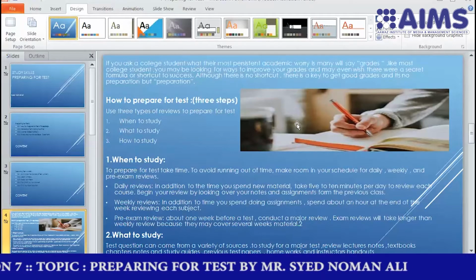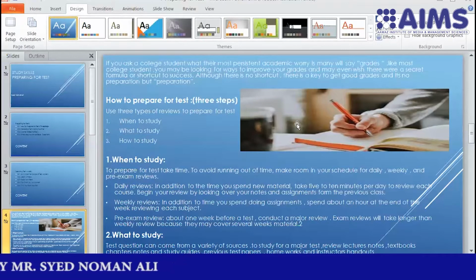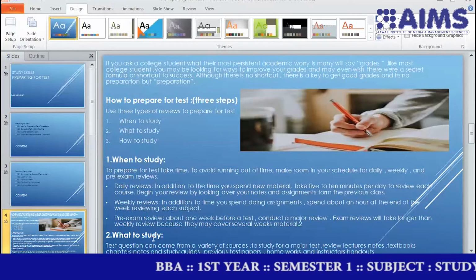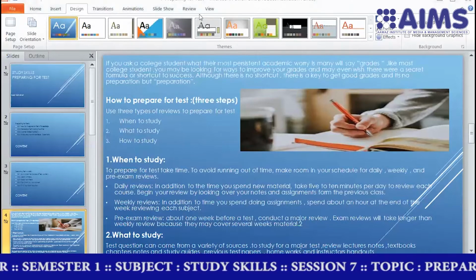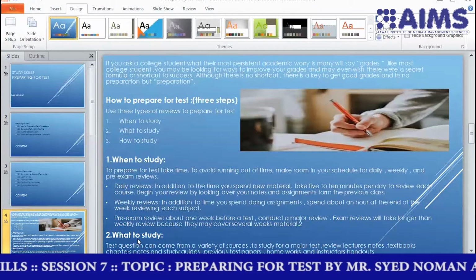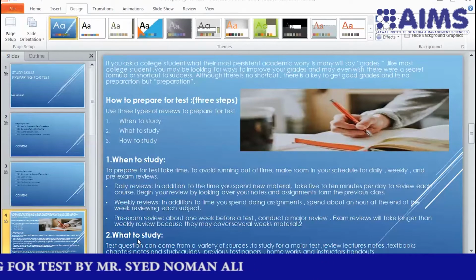The second step is what to study. This one is very important. You will mark yourself what to study. What to study shows the objective and the purpose behind all this.